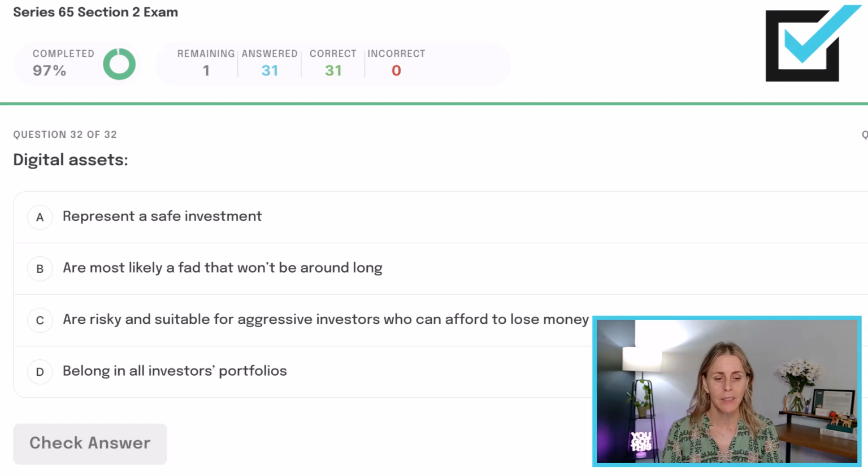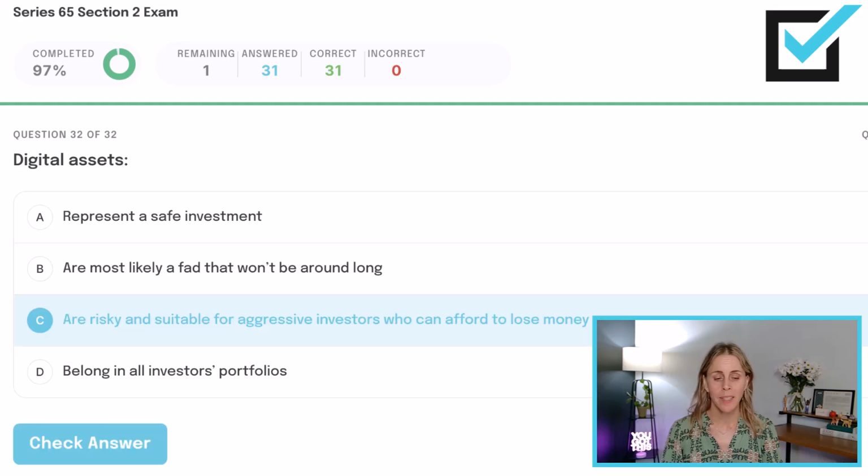Digital assets represent a safe investment, are most likely a fad that won't be around long, are risky and suitable for aggressive investors who can afford to lose money, or belong in all investors' portfolios. The best choice here: digital assets are risky and suitable for aggressive investors who can afford to lose money.